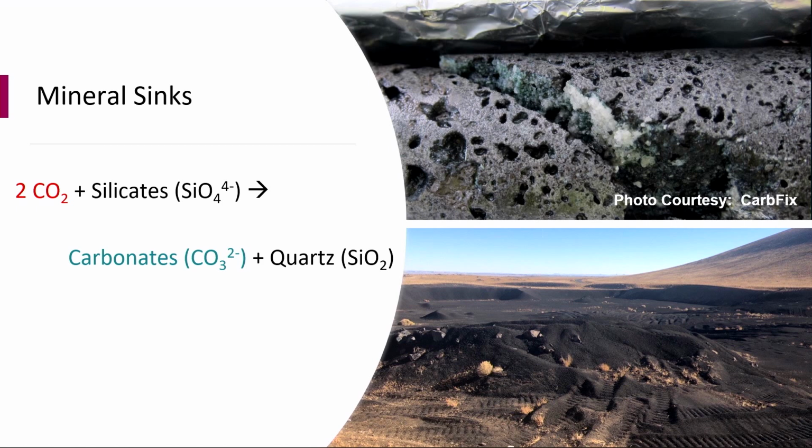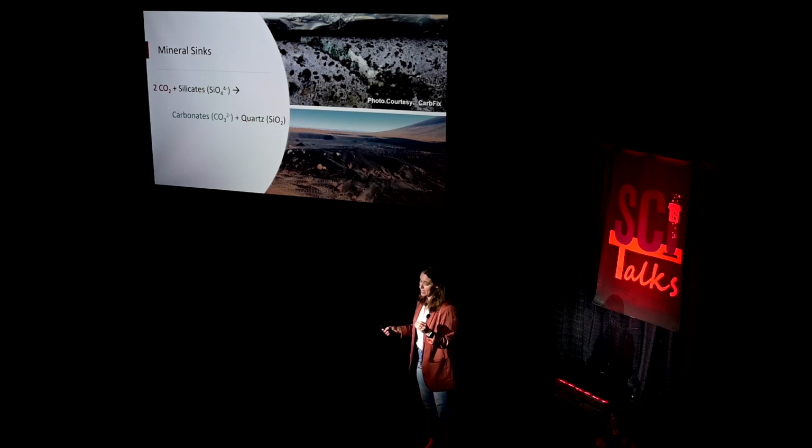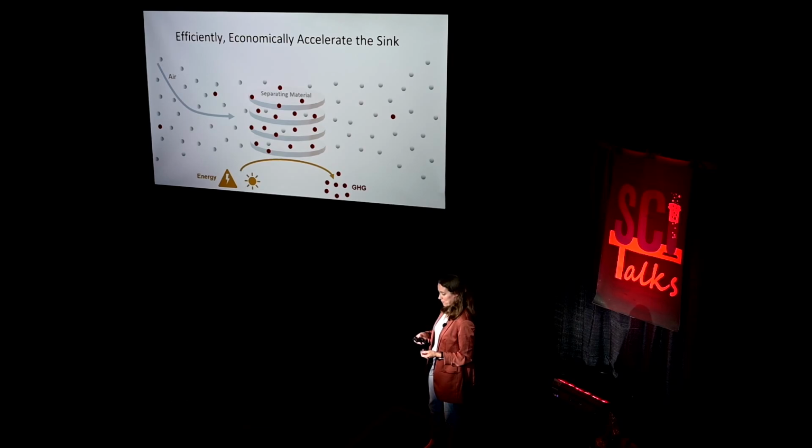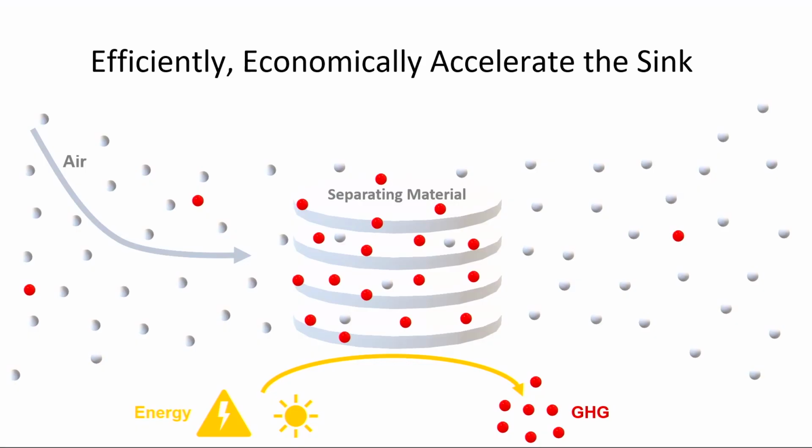What do we need to do to accelerate this process and get it into this state, which I haven't said already, is the thermodynamically most stable state for that carbon to exist in on the surface of our planet or near the surface of our planet. So what do we do to try to accelerate that sink?